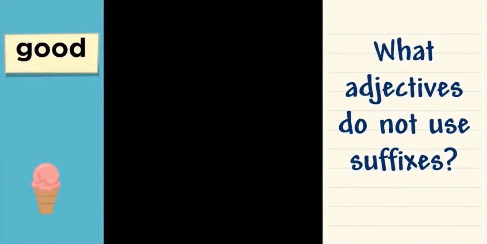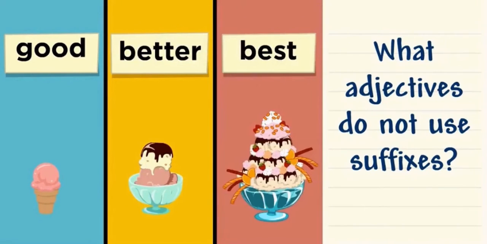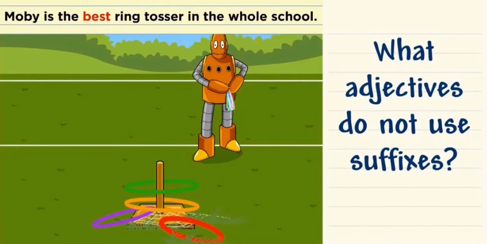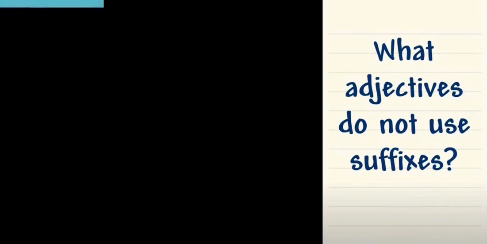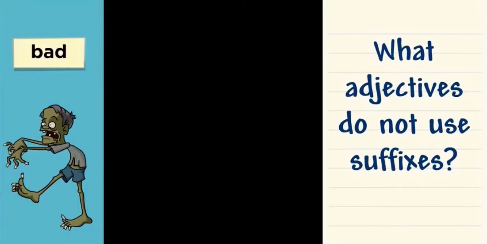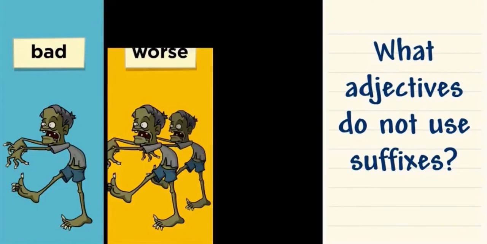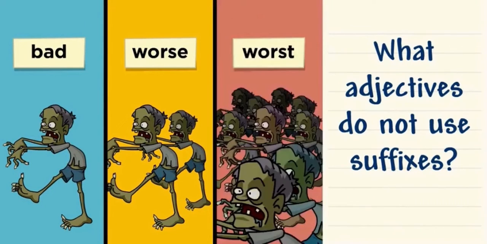When you use the word good to compare, you don't add a suffix. You use the words better or best. Moby is the best ring tosser in the whole school. When you use the word bad to compare, you use the words worse or worst.